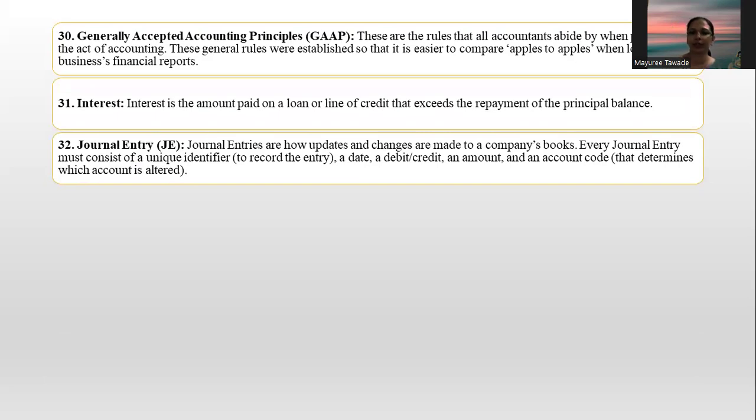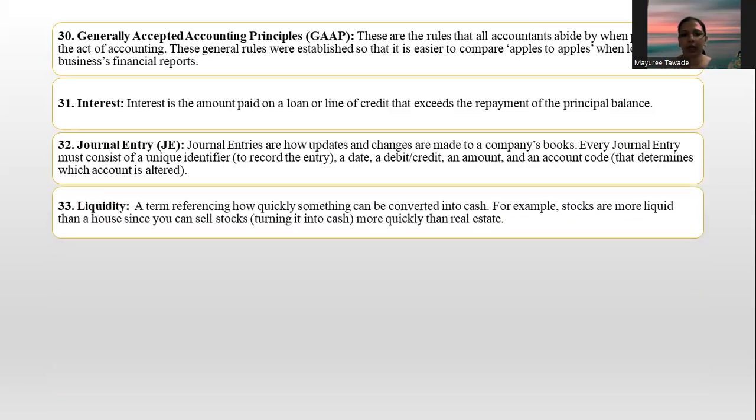Since I am mentioning journal entries, we are going to see at the end of the videos how we journalize the transactions. So every journal entry must consist of a unique identifier, a date, a debit credit amount, and an account code that determines which journal entry has to go further into the ledger.